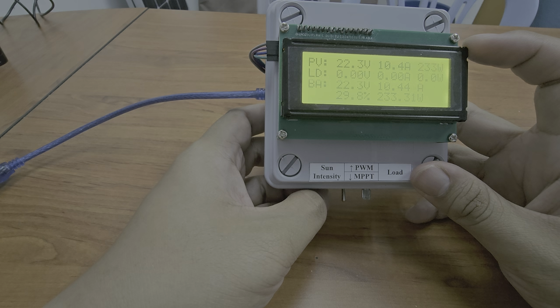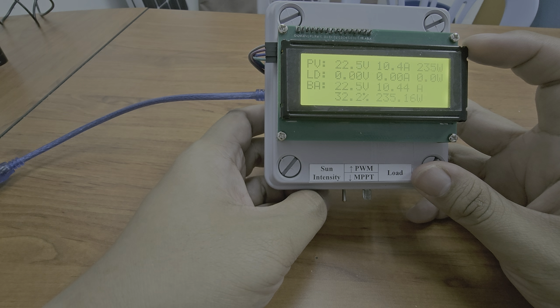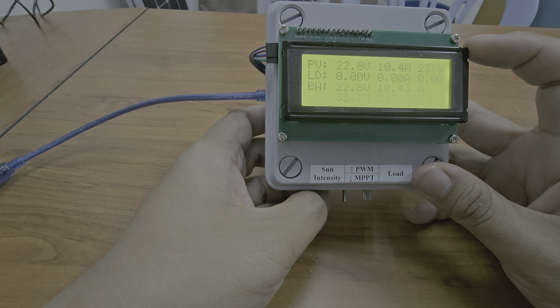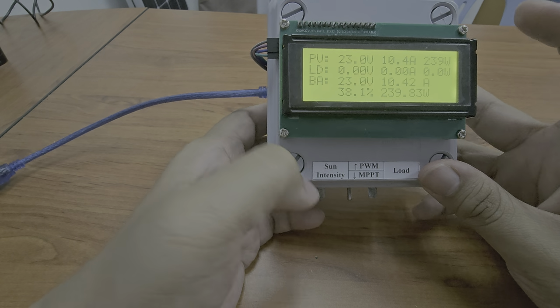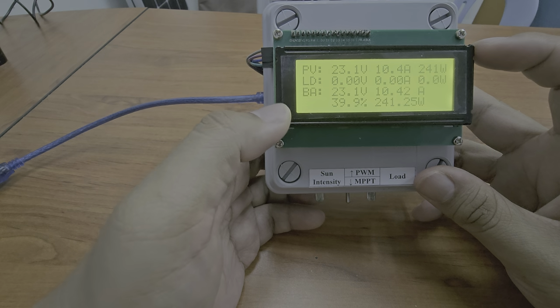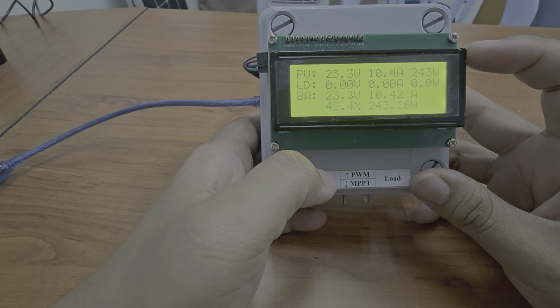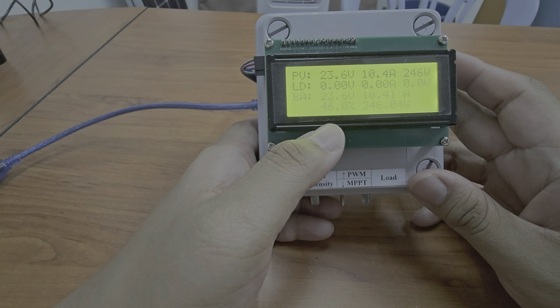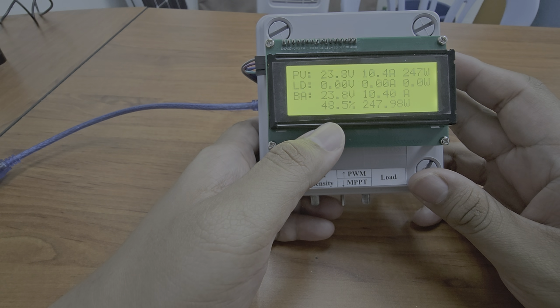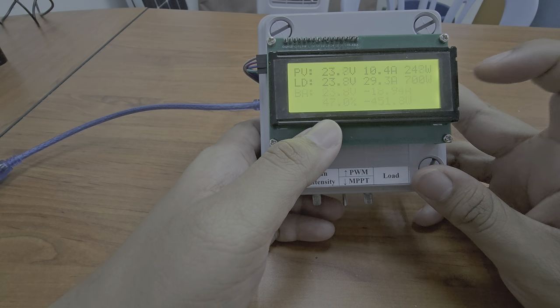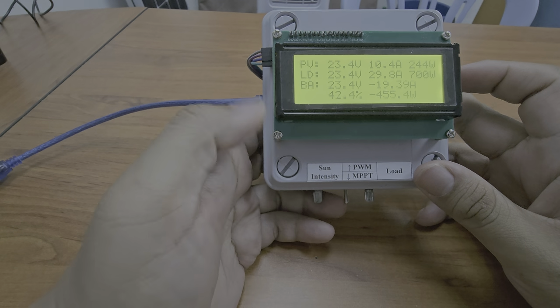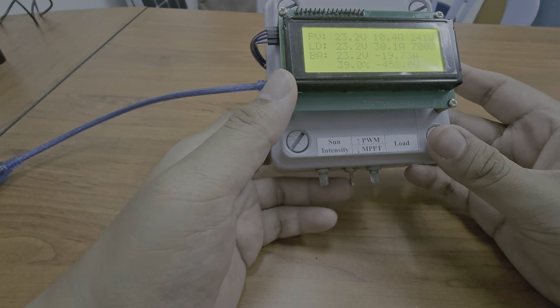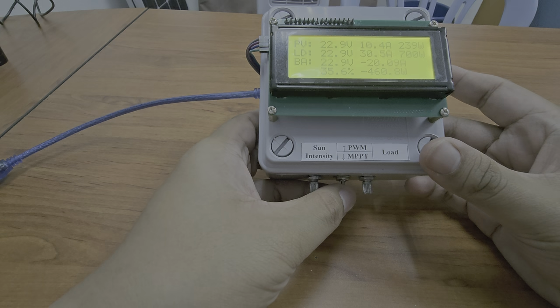So let me wait. Usually it's called the disconnect voltage and reconnect voltage in the solar charger. But for this case I use SOC because it's much easier to understand. So wait until 50%. Okay, so you can see it will be reconnected again and the battery starts to drop. That is how the PWM operates when the battery is depleted.